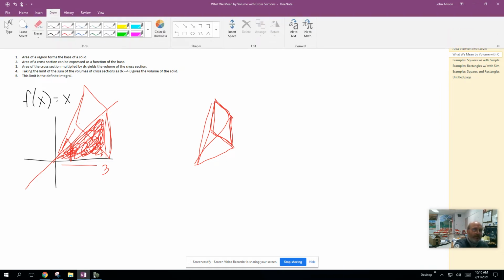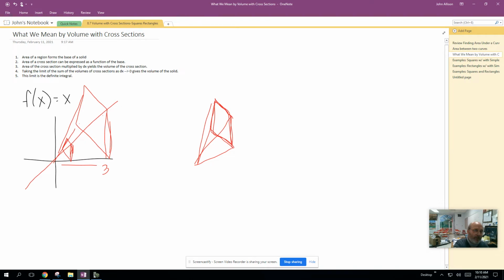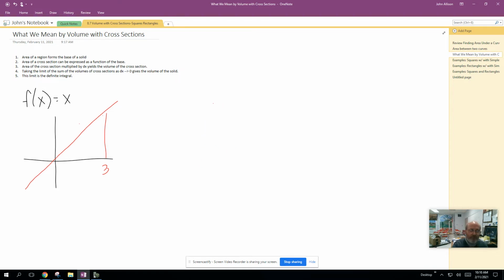Let's see, get an eraser. I'm going to pick one cross section out of there. One single cross section. So remember, when we calculated the area under the curve, we were summing an infinite number of rectangles where the width was dx and the height of that rectangle was whatever the y value of the curve was. In this case, it's y equals x.